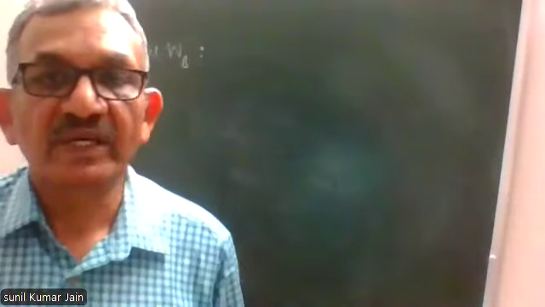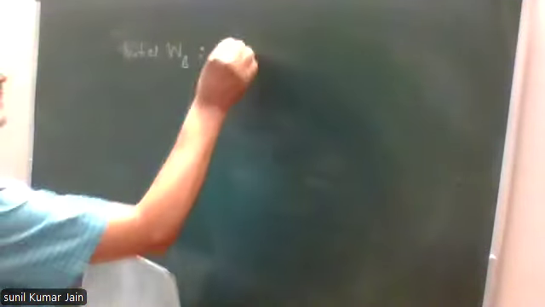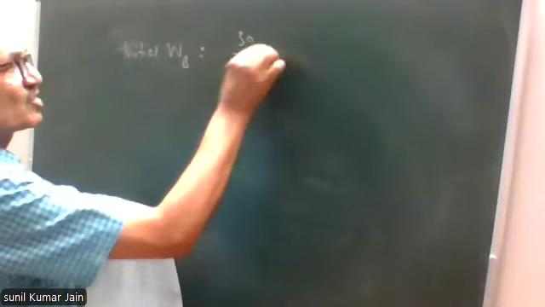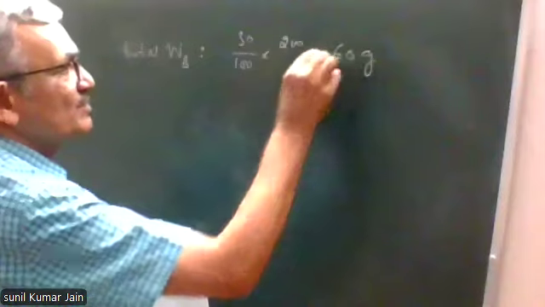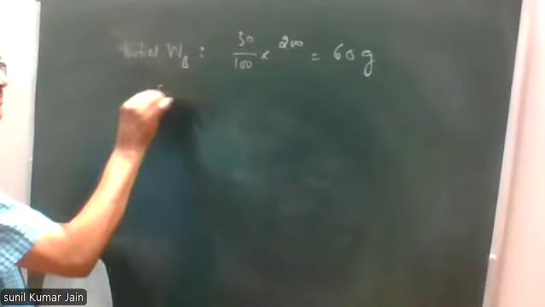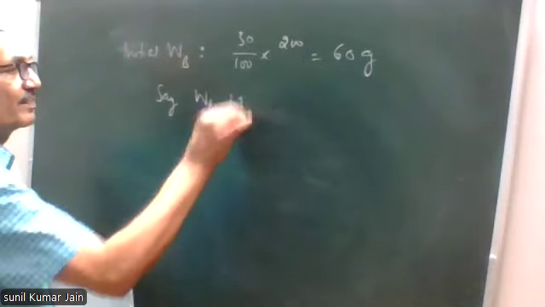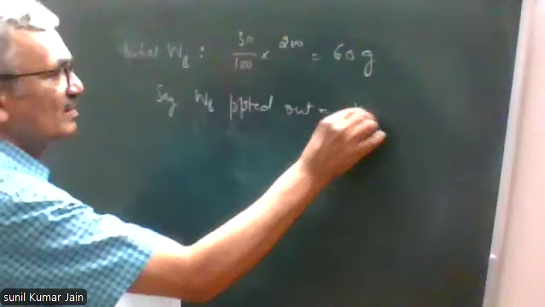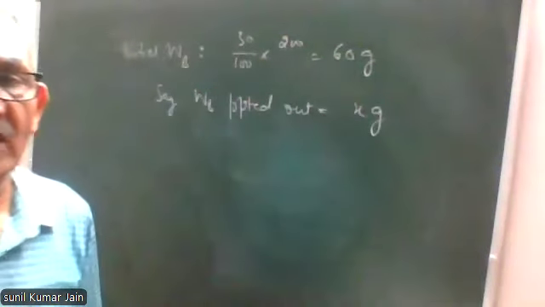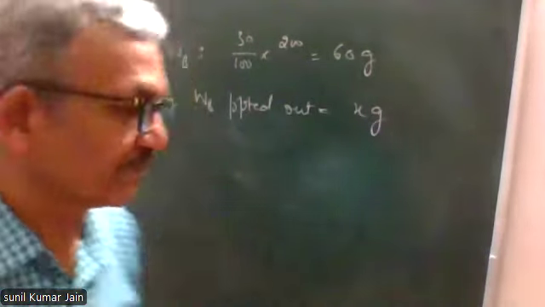Let B be the solute, right? We'll calculate the initial weight of solute present in the solution. It is 30% of 200, which is 60 grams. Say the weight of solute precipitated out is X. Let us say out of 60 grams, X grams of solute precipitates out on cooling.